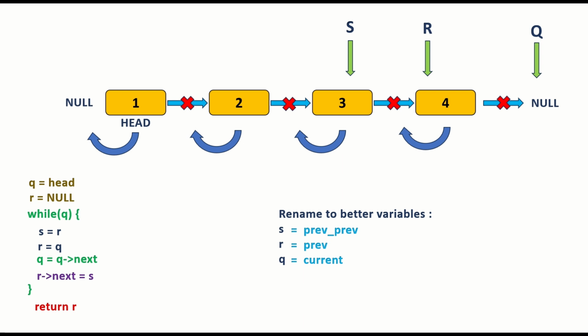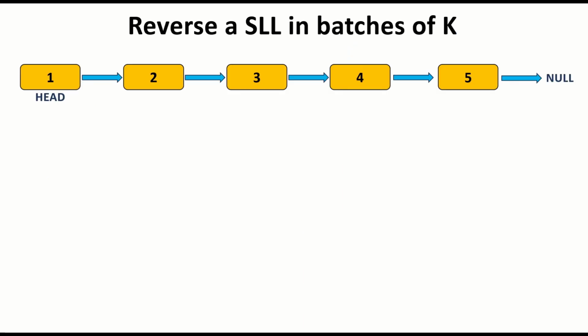Now let's try to solve another hard problem using the same SRQ method that we have learned just before, and this is where the value k comes into the picture. In this problem, we have to reverse a singly linked list in batches of k or in groups of k, and there is a singly linked list which is given on the screen. As we can see, 1, 2, 3, 4, 5 and 5 is pointing to null, and there is a value k which is given as 3. It means we have to reverse a linked list in groups of 3.